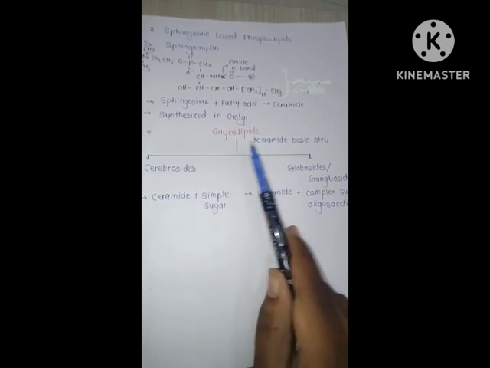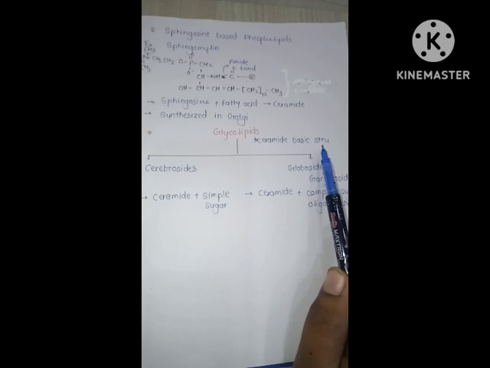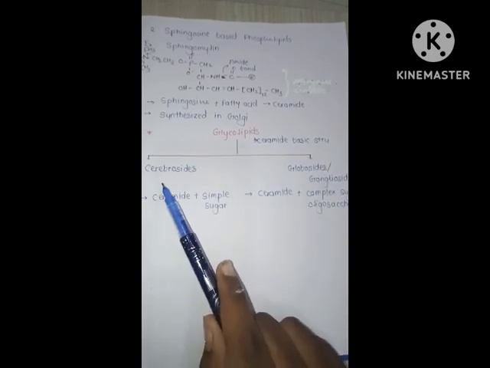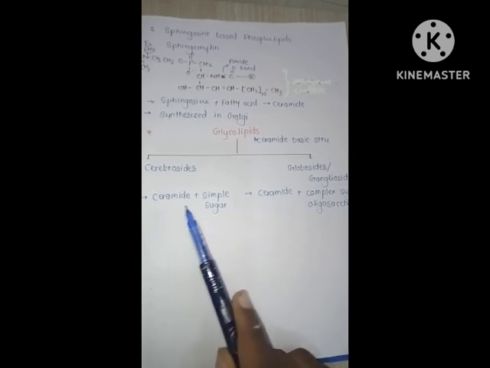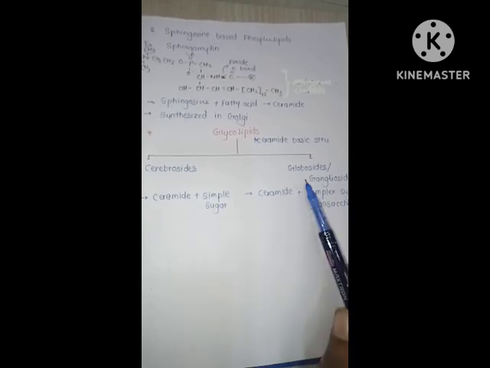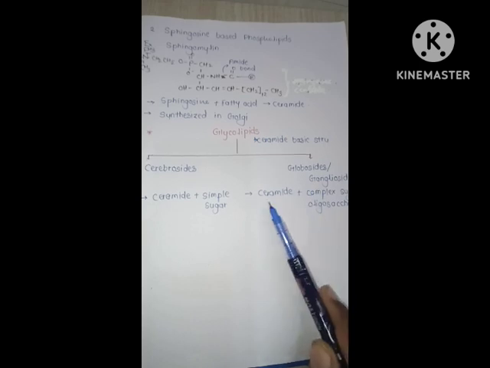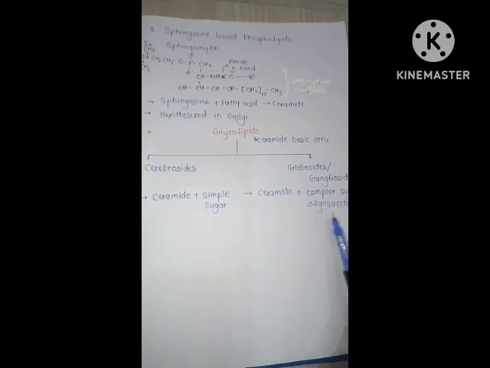And then we can see the glycolipids. They are ceramide basic structures. One is cerebroside and the other is globosides or gangliosides. In cerebrosides, ceramide is attached with a simple sugar, whereas in gangliosides, ceramide is attached to a complex sugar, an oligosaccharide.